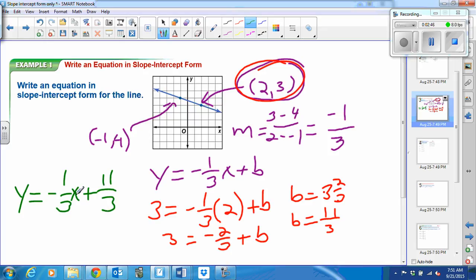Don't forget to do that final step of plugging it in, and make sure that when you write your final equation, you have an x and a y, unless there's a slope of 0 or a vertical line is an undefined slope. But a lot of people forget to write the x in there, especially, and a lot of people just write y equals -1/3 plus 11/3. Don't forget it. Always look at your final form.